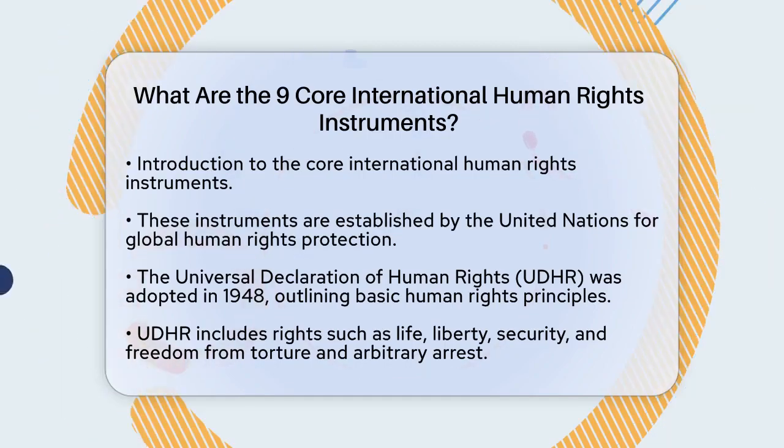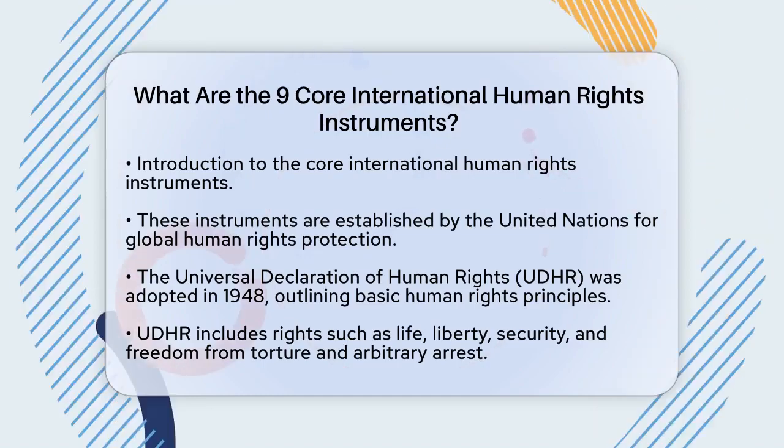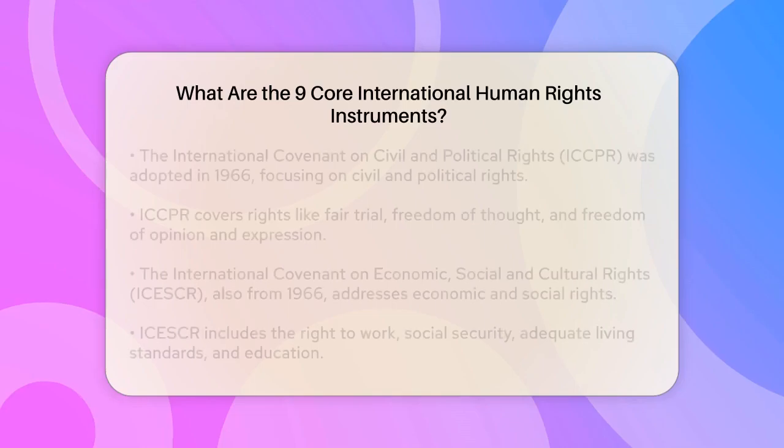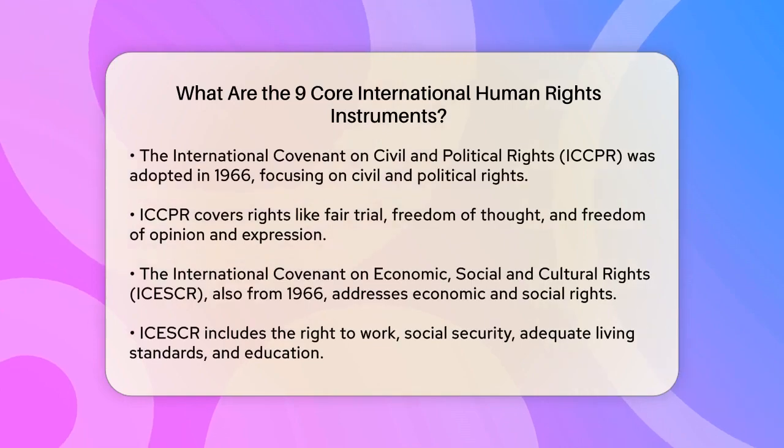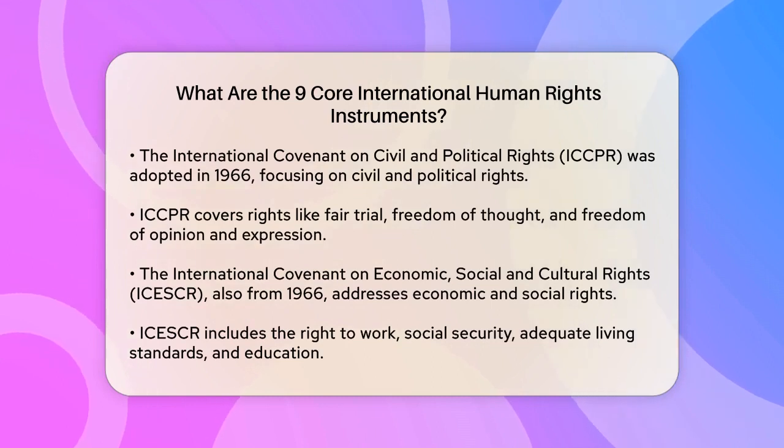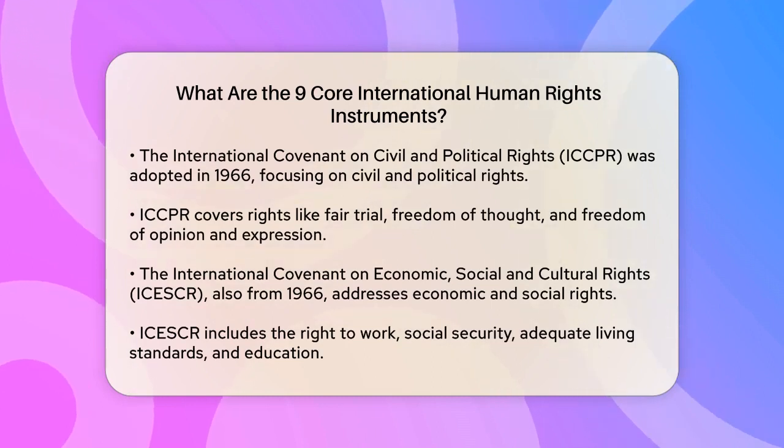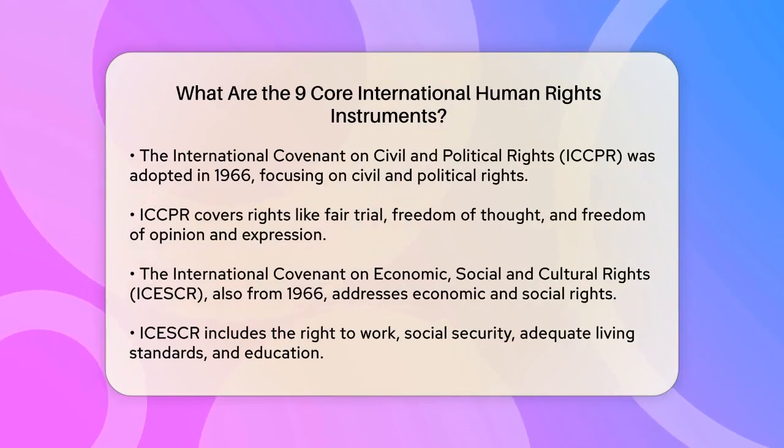Next, we have the International Covenant on Civil and Political Rights, ICPR, adopted in 1966. This covenant focuses on rights such as the right to life, freedom from torture, and the right to a fair trial. It also covers freedom of thought, conscience, and religion, as well as the right to freedom of opinion and expression.